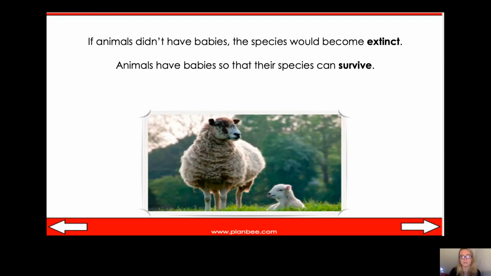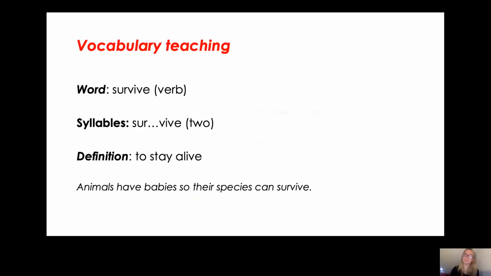Right, so animals have babies so that their species can survive, okay? So survive is the opposite of become extinct, okay? Survive is a verb and it has two syllables. Will you clap them with me again? 3, 2, 1, survive. Okay, and that means to stay alive. So like I said, it's the opposite of extinct because if a species becomes extinct, it's no longer alive. But if they survive, it means that they stay alive.